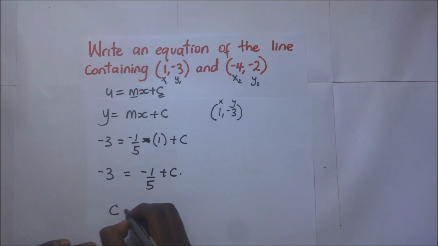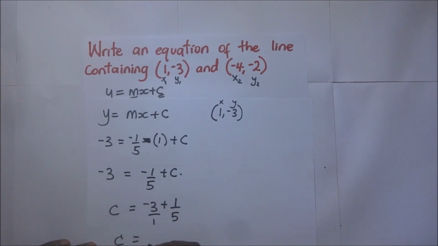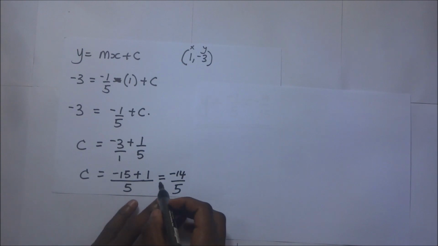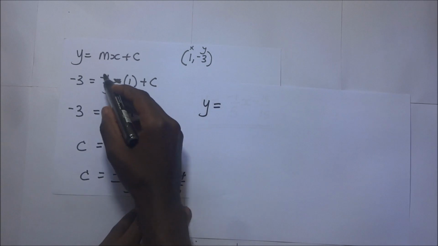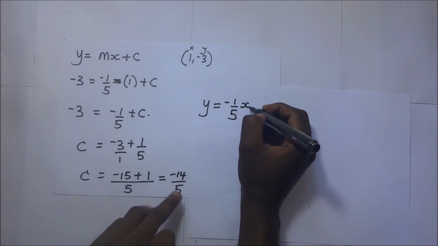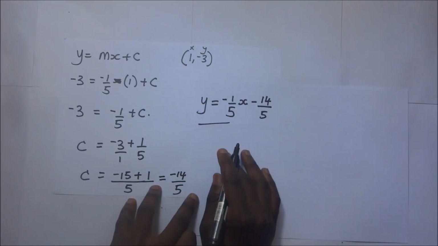Making c the subject of the formula means it's going to be -3 plus a fifth, over 1. So our value of c is -14 over 5. So definitely the equation, after getting our value of c, is going to become y is equal to our value of m times x plus c. This becomes -14 over 5.